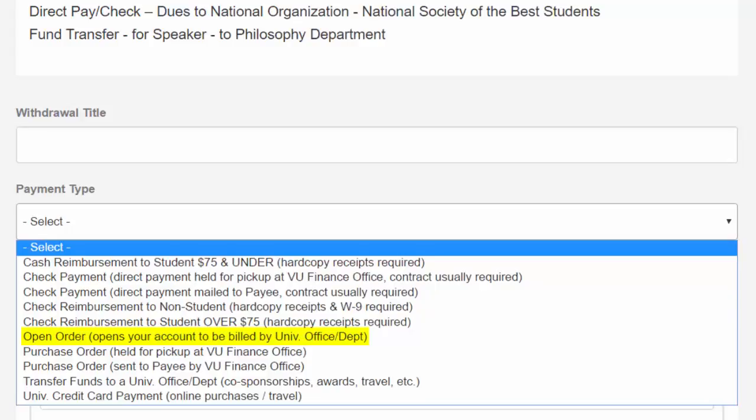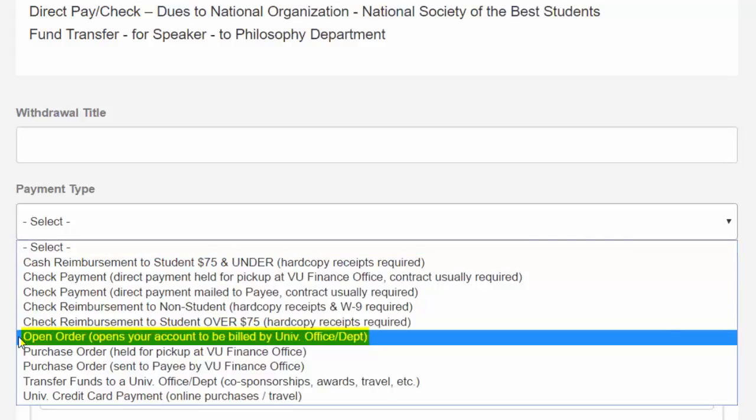Next on our list is open order. What the heck is an open order anyway? I do get that question a lot. Think of an open order like creating a tab with a university office or somewhere on campus that could electronically transfer funds from your account into the proper account. Like it says here in the drop-down, this opens up your club account to be billed by a university office or department. These are commonly used for on-campus services like the Publicity Center, Viking Union event services for any setup needs or takedown needs you would have for your event.